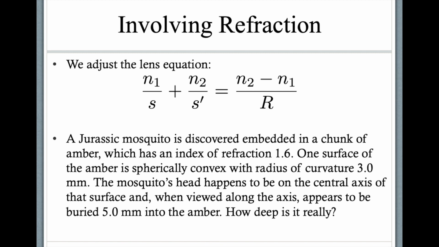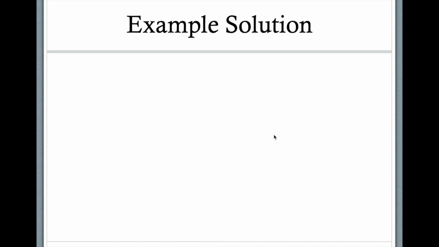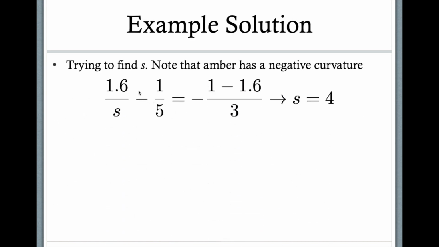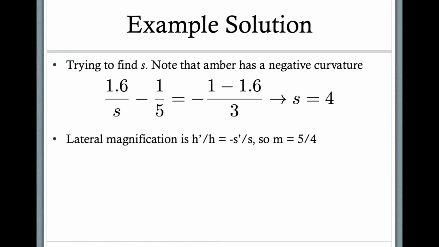This is telling us that the image appears to be 5 millimeters into the amber. Therefore, since the light rays are coming out of the amber and this is inside of it, we have to plug in -5 into here. Then, the initial one is going to be associated with the amber, which has an index of refraction 1.6, and we want to solve for S. N2 will just be 1 since it's air. So, when we plug all these numbers in, we can do the math and find that S is equal to 4. I ask that you do the math yourself. The lateral magnification is minus S prime over S, so M is equal to 5 over 4.